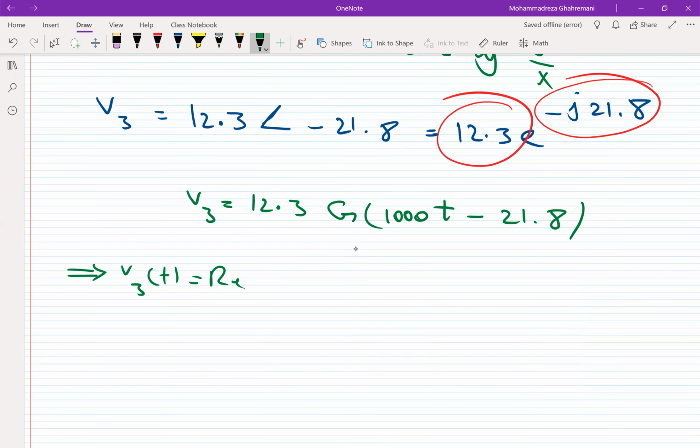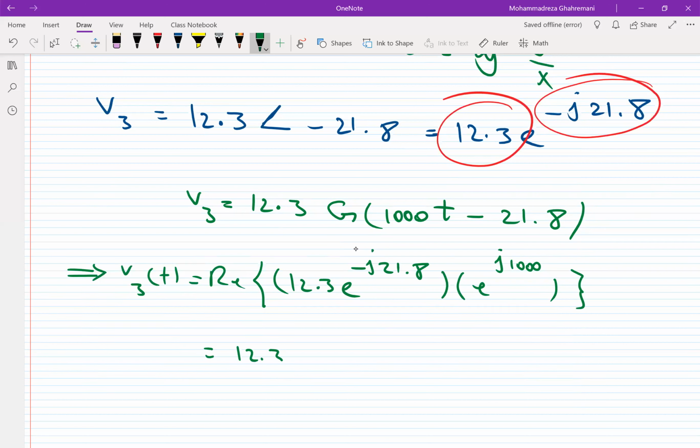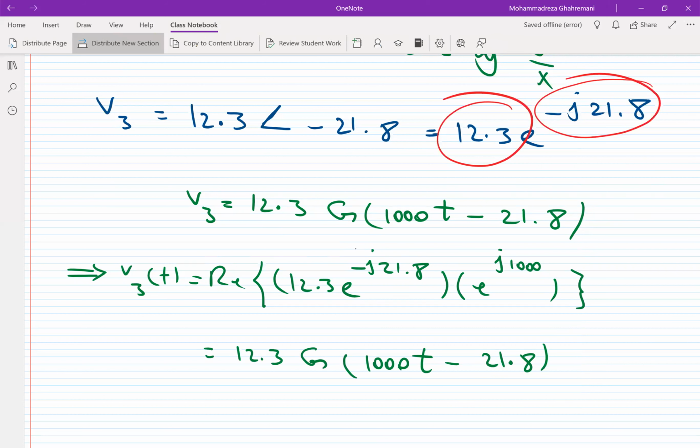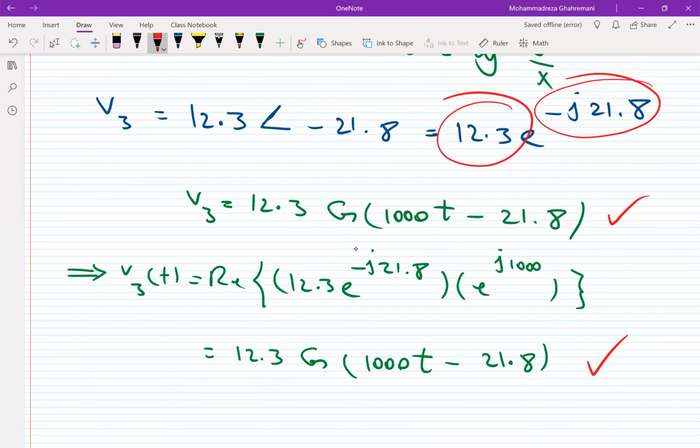Or I can just solve it in the detailed way, and we can say V3 of t is equal to the real part of 12.3 e to the power of negative j 21.8 e to the power of j 1000 t, which is equal to 12.3 cosine of 1000 t minus 21.8. So these two answers are exactly the same.